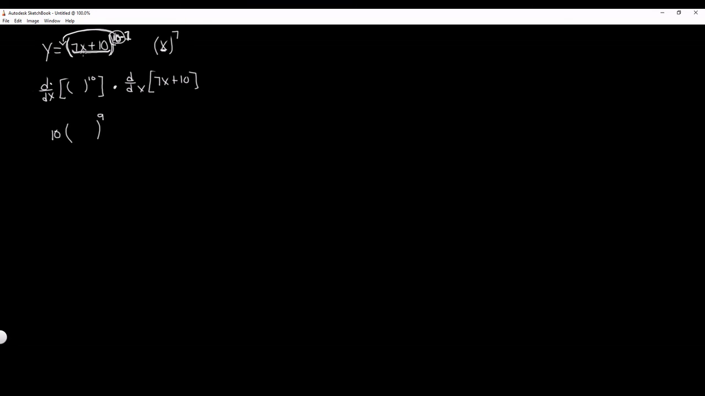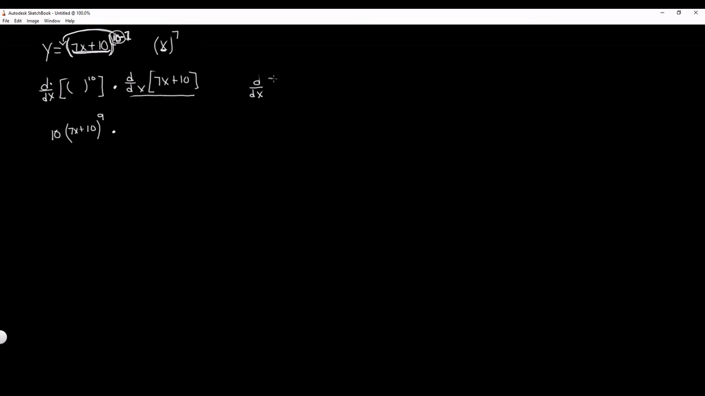And then we're going to keep the inside function the same. So 7x plus 10 is going to remain unchanged, and we're just going to bring it down here. Then we're going to multiply it by the derivative of the inside function, which as we found here is the derivative of 7x plus 10. We can use the sum rule to find the derivative of the inside, and the way it works is the derivative of the sum is equal to the sum of the derivatives.